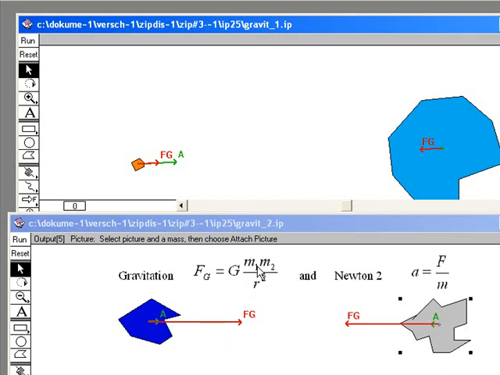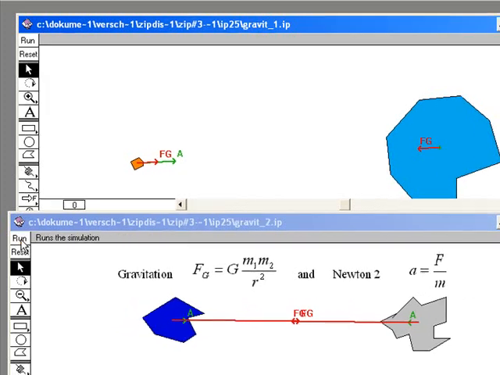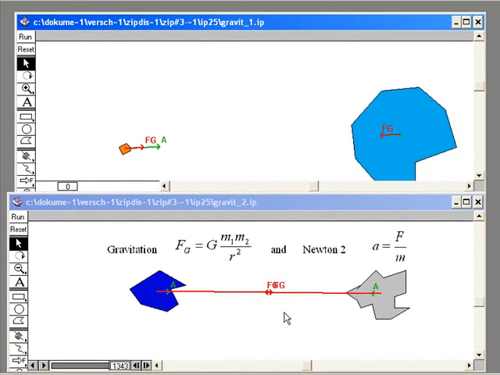Notice that with m1 times m2 or m2 times m1, the gravitational force is the same, and you see that the arrows are the same, just in opposite direction, which also goes with Newton's third law that says there is an equal and opposite force on each of the objects. I'm going to run this here. As you can see, the closer they get, the larger the force is.